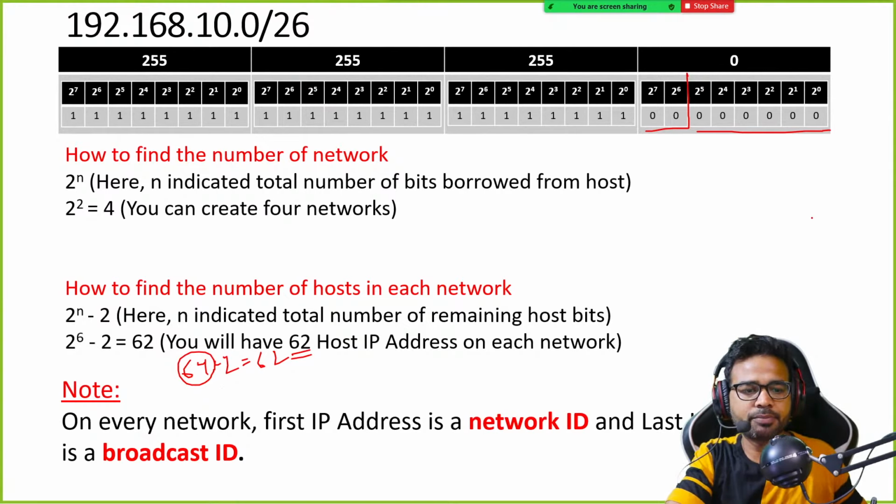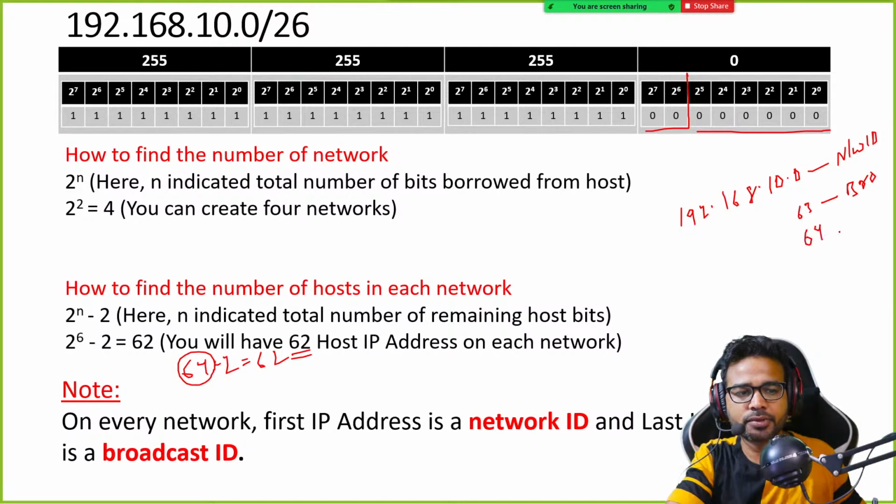Got it? For example, the first IP address will be 192.168.10.0. This is the first network ID. Correct? Now here add 64. So what will be the last IP address? It is going to be 63, right? This is the last, and it is called the broadcast ID. And the next network will again start from 64. This is the network ID. Correct? Next network will start from 64, plus 64. How much? It is 128. Correct?